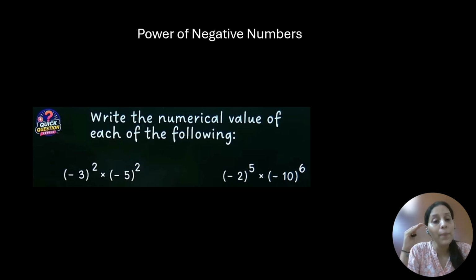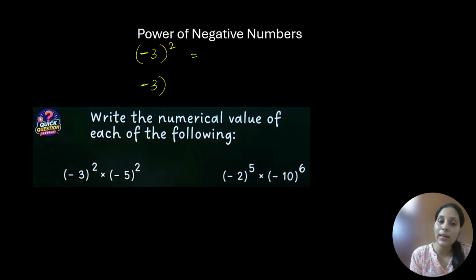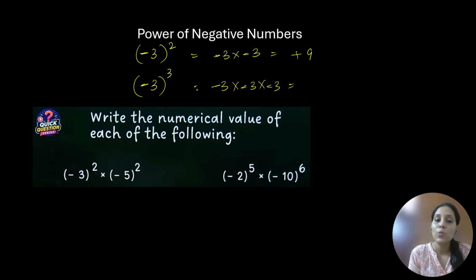So here we are seeing power of negative numbers. I'm not saying that the power is negative. The number is negative. That means the base is negative and you have a power. Similarly, the base is negative and you have a power. So now, minus 3 whole square. Minus 3 is repeated 2 times. Minus into minus plus, 3 into 3, 9. Similarly, minus 3 is repeated 3 times. So minus into minus plus, plus into minus, minus 27.